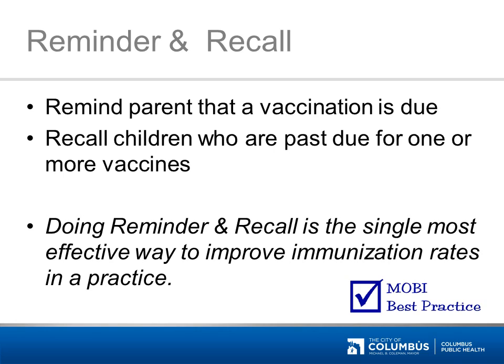The 2 most important things your clinic can do to make sure all patients are protected are reminder and recall. MOBI, also known as the Maximizing Office-Based Immunization Practices Program, considers this the single most effective way to improve immunization rates in a practice. Call the parent before an upcoming visit to remind them of the appointment. If the parent misses the appointment, recall them to set up another appointment.